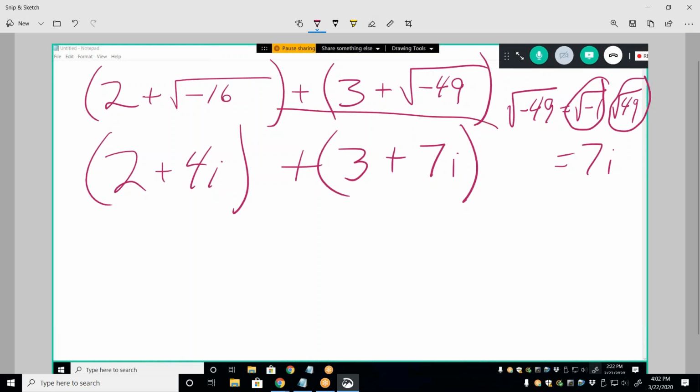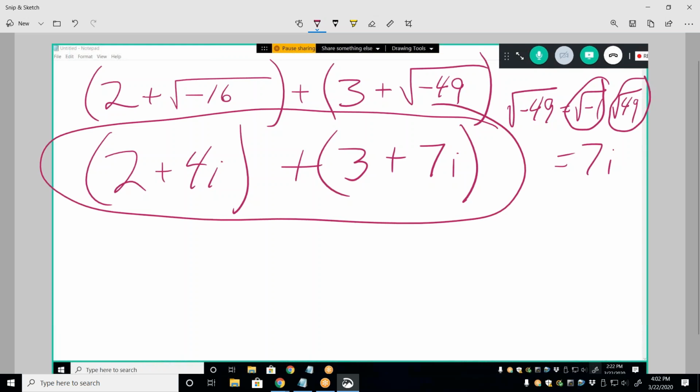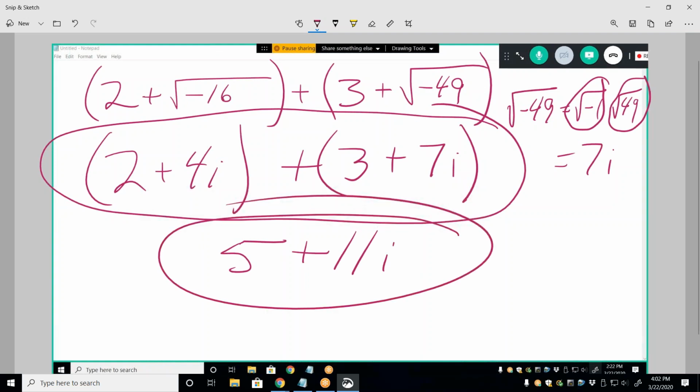Now that you have complex numbers, it's easy to add them. What do you get? Add the real. 5 plus 11i. There's your answer. And you really have to do that first. If I tried to add that to that, it'd be almost impossible unless I convert it to imaginary numbers first.